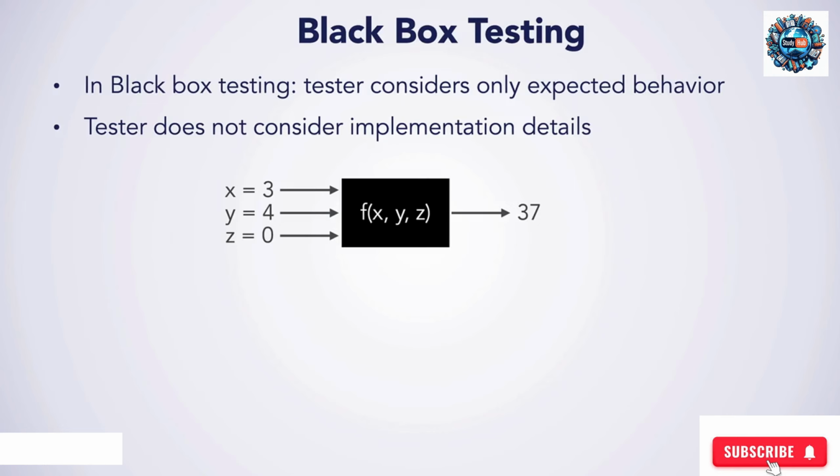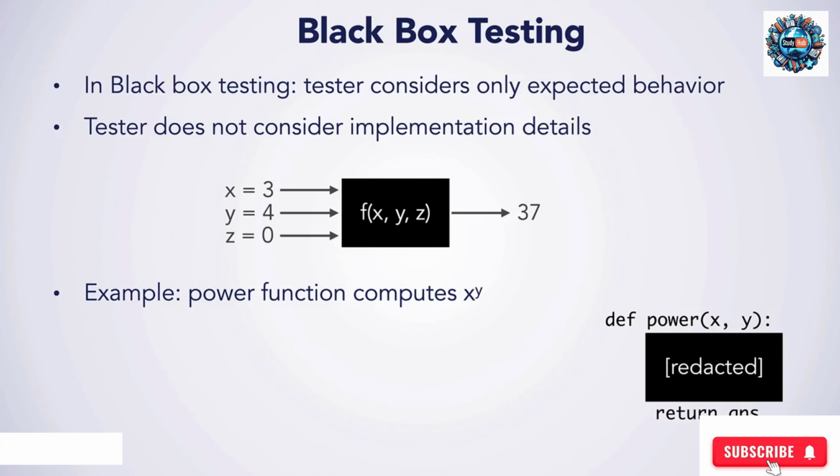Of course, in thinking about what test cases to make, you should think about the range of behaviors that f can exhibit, and also try to guess what mistakes a programmer might make in implementing f so that you can have good test cases. As a concrete example of this, imagine the power function which computes x to the y power. We know the function will take parameters x and y and return an answer, but we do not know what the implementation looks like.